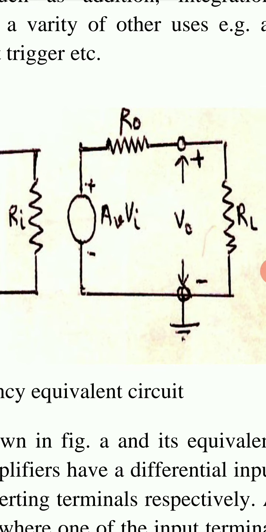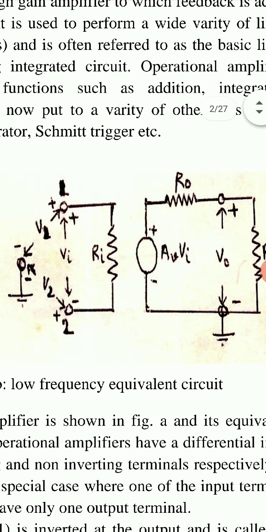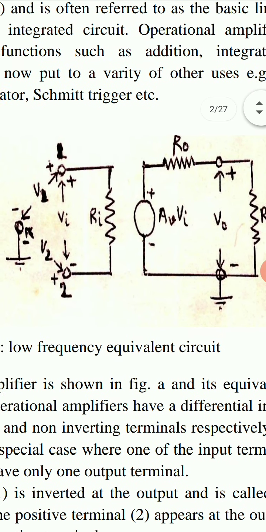In second portion, it is a voltage source of voltage AV Vi connected in series with output resistance RO, and output voltage VO is obtained across load resistance RL. This is the equivalent circuit of basic operational amplifier.